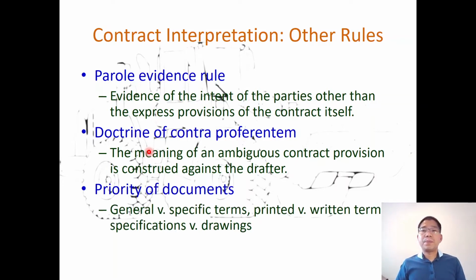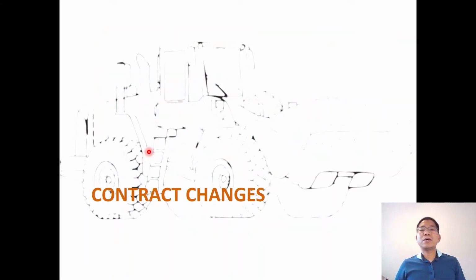And priority of the documents. So general versus specific terms: the specific term tends to have more priority than the general condition. Printed and written terms, so written is more important. Specification versus drawing, the specification tends to be more important than the drawings if there is a conflict between the two. And with that, in the next video we will learn about contract changes.